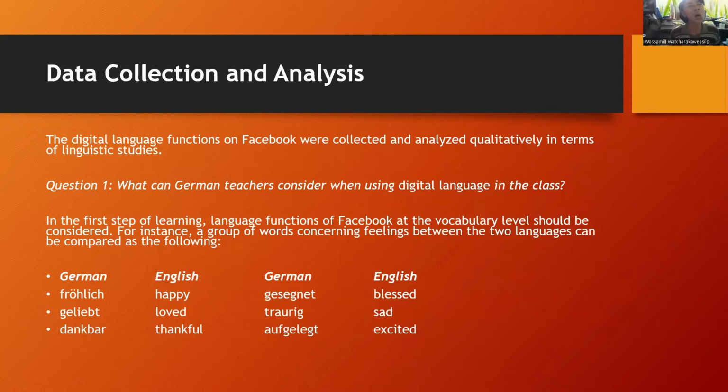You will see now that for the first step of learning, the language function of Facebook at the vocabulary level should be considered. For instance, a group of words concerning feelings between the two languages can be compared as follows. These are examples of the use of adjectives in everyday life. For example, the word in German, we have fröhlich, and students will learn that in English it is happy. Or on the right, the word gesegnet. They will see that in English, we say blessed, something like that, right?